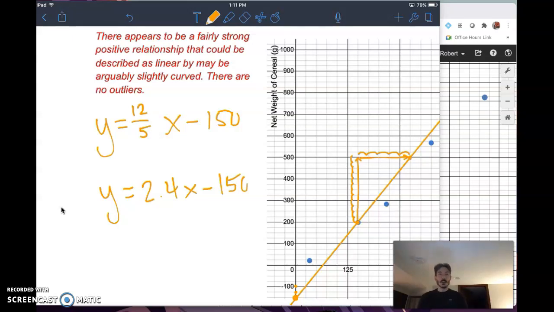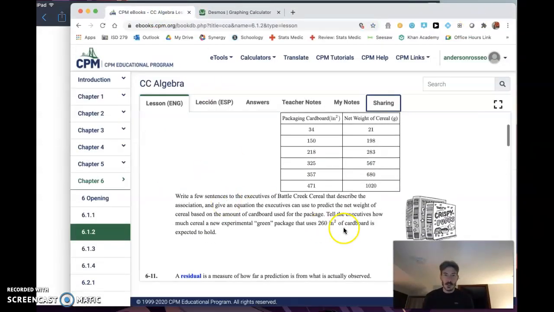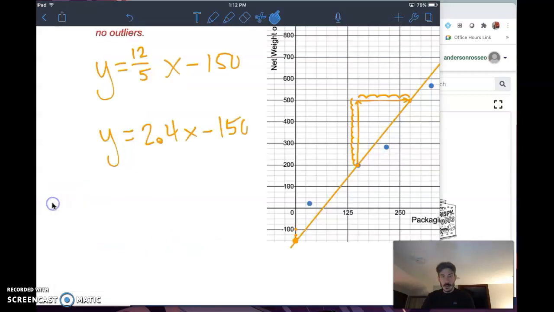We've got a good model that's going to allow us to do some predicting, and then they give me a prompt here, and I'm going to take this prompt and run with it. Tell the executives how much cereal the new experimental green packaging uses. That is 260 square inches of cardboard. Okay, all right, and so I can go back to my model because that is my x. X is my input there. The amount of packaging, I can say, well, my expectation is that it will hold this many grams.